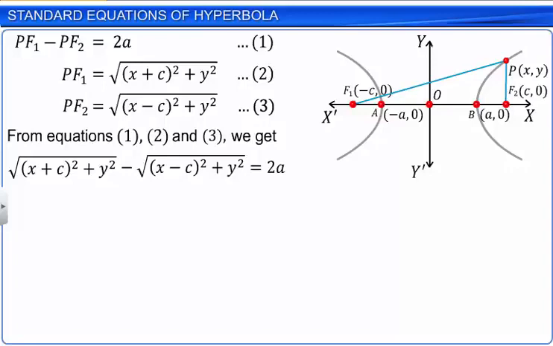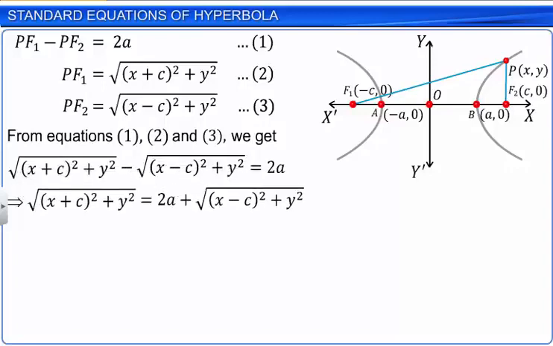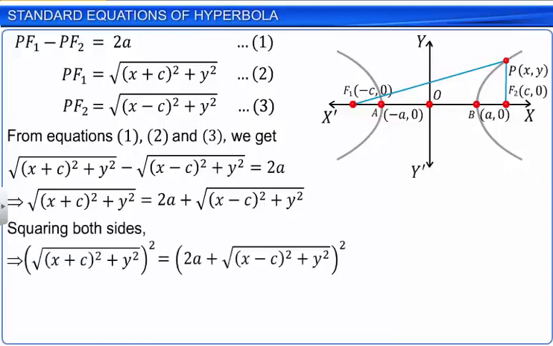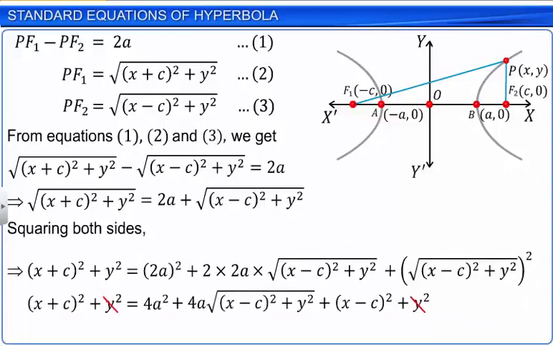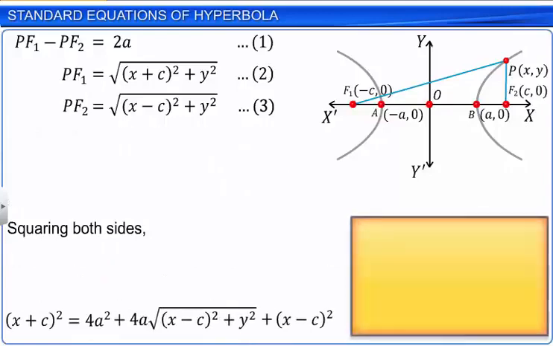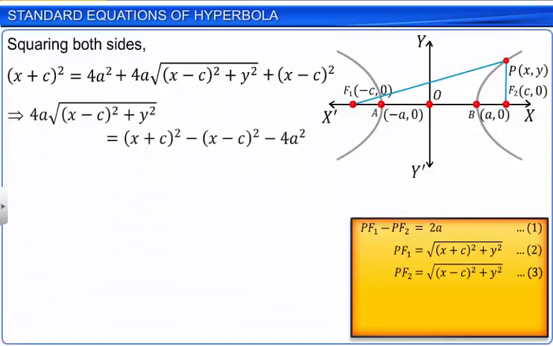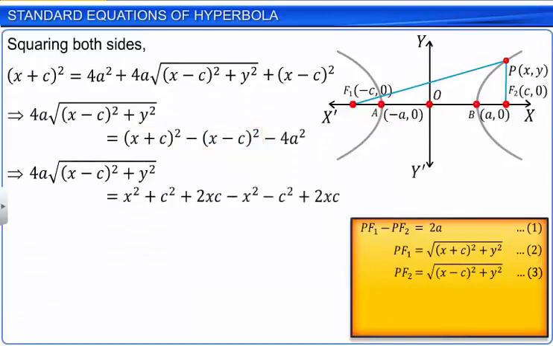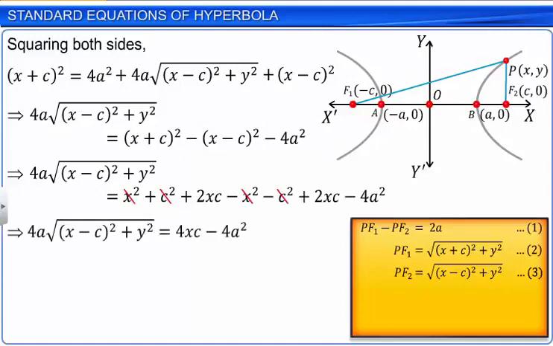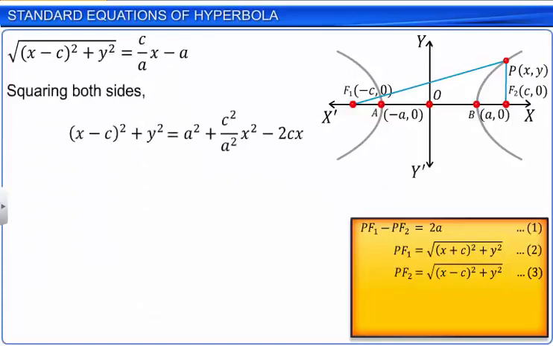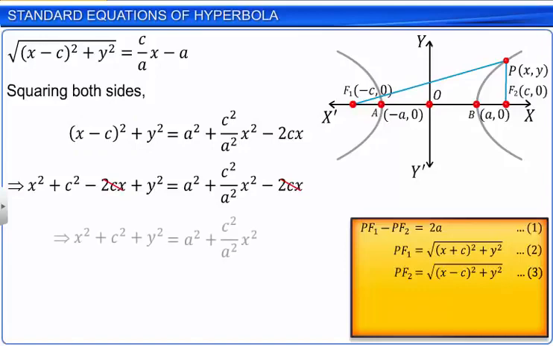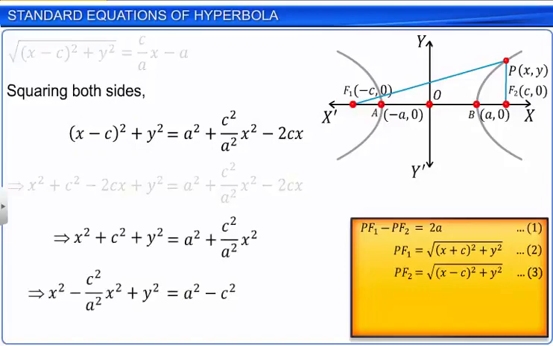Rearrange the equation. Square both sides of the equation. On simplifying, we get under root x minus c whole square plus y square is equal to c upon a into x minus a. Squaring both sides again and simplifying further, we get equation 4.